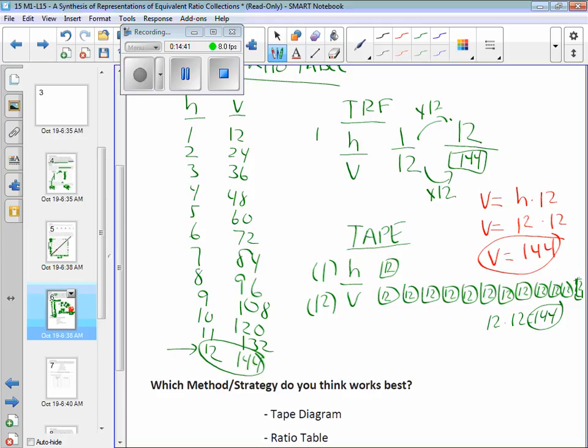However, in the next exercises, I want you to choose the one that you like the best, that works best for you. Because all I really care about is getting the answer right and choosing the best model to show it with.